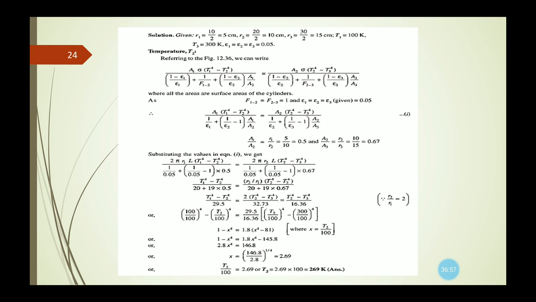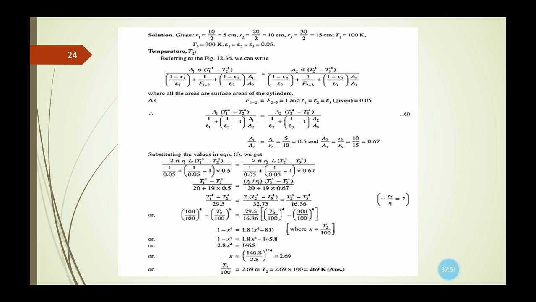Next, the temperatures for the cylindrical surfaces 1 and 3 are 100 Kelvin and 300 Kelvin respectively. So if we put all the values which are given in the numerical here in this equation, then after 5 or 6 steps, with a lengthy calculation, we will be getting the value of x as 2.69, where we have considered x equals to T2 divided by 100.